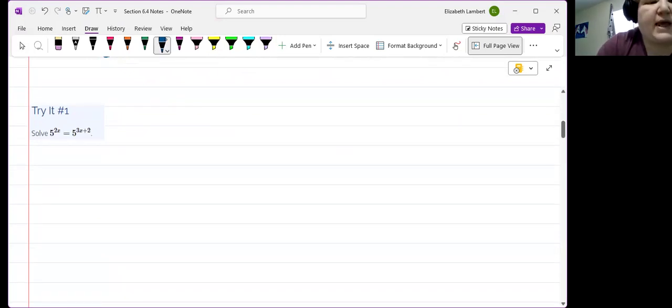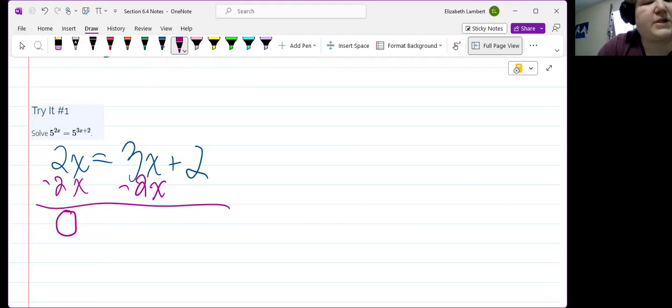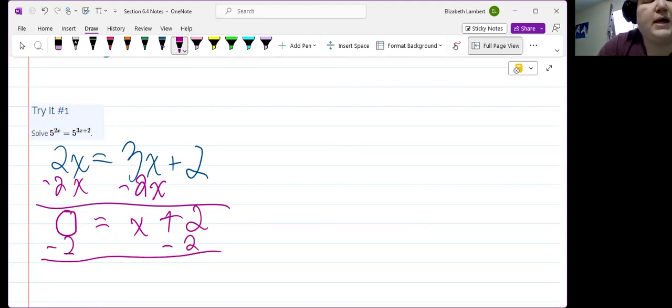All right, here we have 5 to the 2x and 5 to the 3x plus 2. Again, I'm going to be a little lazy. If I minus the 2x, then that would be 0 over here on the left, and 1x, which is just x, plus 2. And then I minus the 2. And we have our solution that negative 2 equals x.